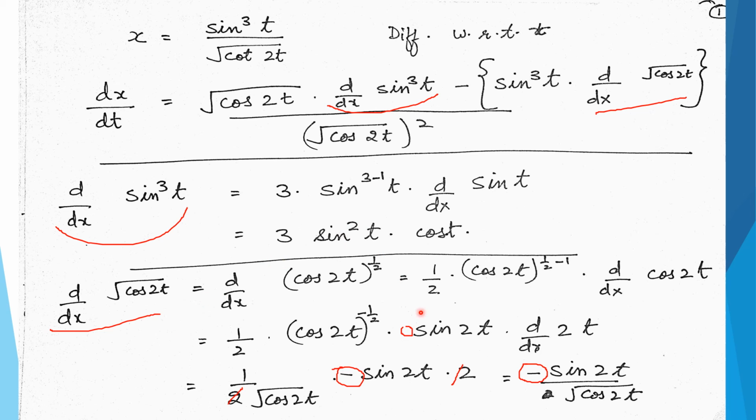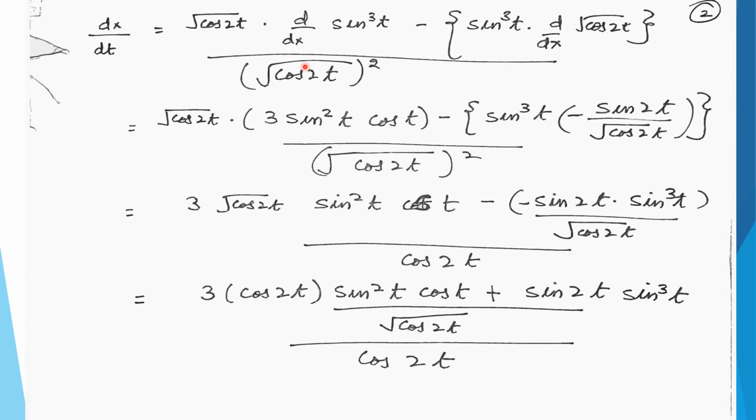Now we will put both these values in the equation from where we started. In the second slide, this equation is repeated: under root of cos 2t into d by dt sine cube t, minus sine cube t into d by dt under root of cos 2t, whole upon under root of cos 2t whole square. Now substitute the values which we calculated in the previous slide. For d by dt sine cube t we got 3 sine square t cos t. Okay, and the derivative of under root of cos 2t, we got sine 2t with the minus sign, whole upon under root of cos 2t. Clear till here? Now we begin further.